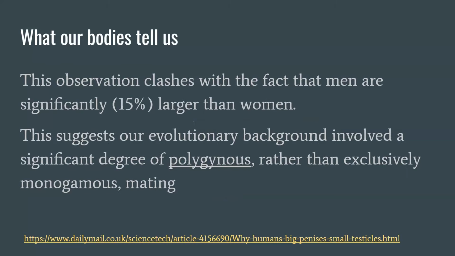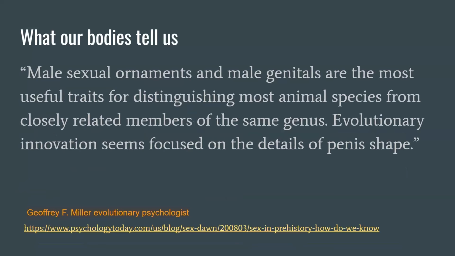But this observation clashes with the fact that men are today 15% larger than women, and 3 million years ago might have been as big as 50% larger than females. So this suggests our evolutionary background involved a significant degree, possibly, of polygynous rather than exclusively monogamous mating. Male sexual ornaments and male genitals are the most useful traits for distinguishing most animal species from closely related members of the same genus. So evolutionary innovation seems focused on the details of penis shape. So we're going to have to look at that too, right?